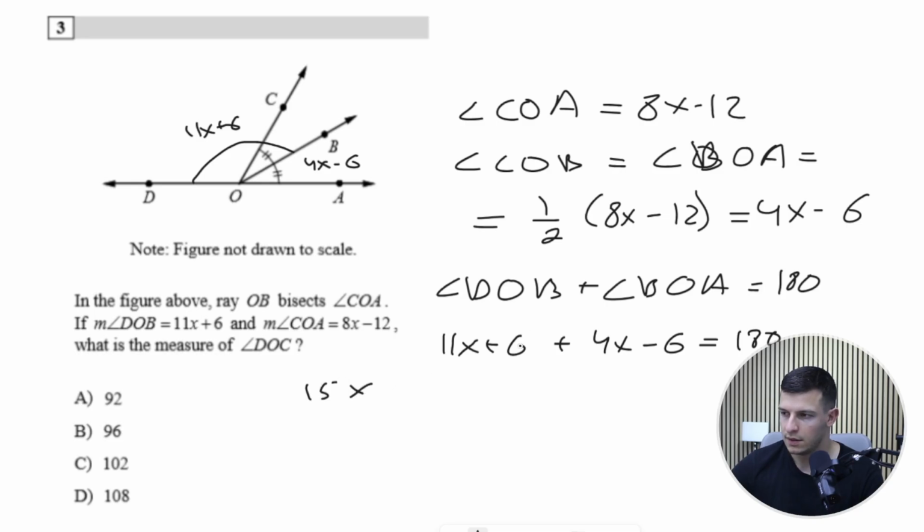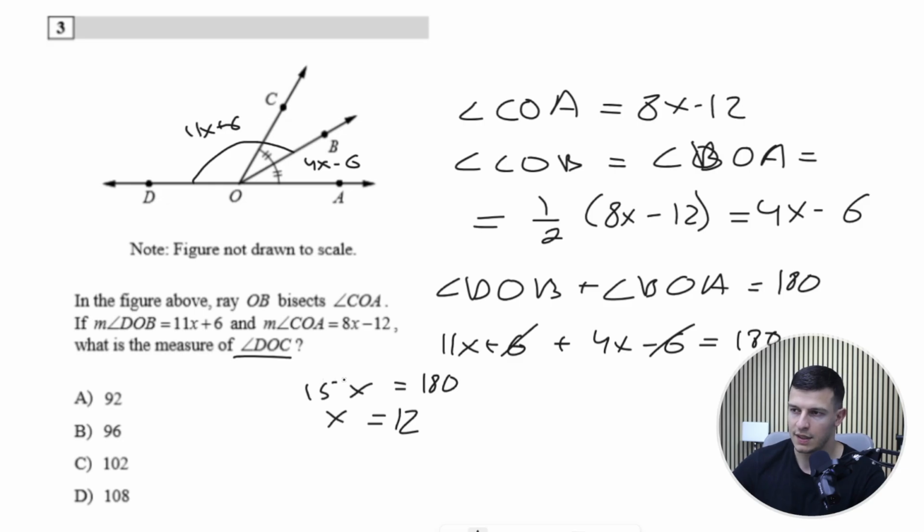15x, are these both 6? So they go away, is equal to 180 degrees. X is going to be what? 180 divided by 15, 1, 2. I think it's 12. So x is 12. But what are we looking for? We're looking for DOC.